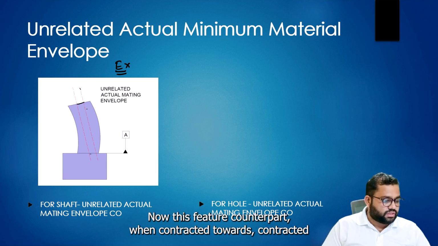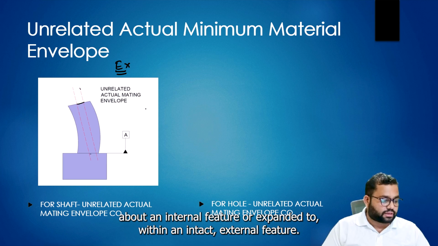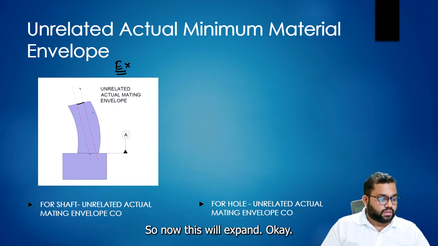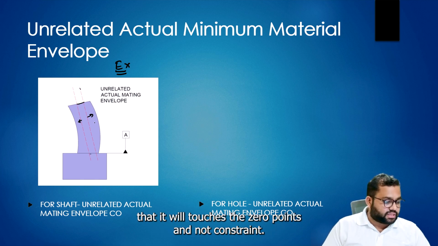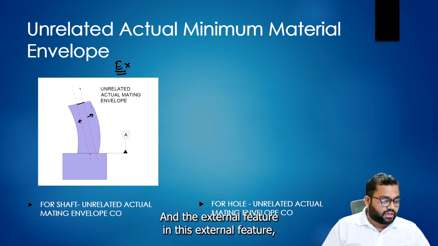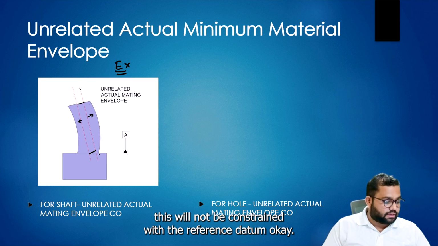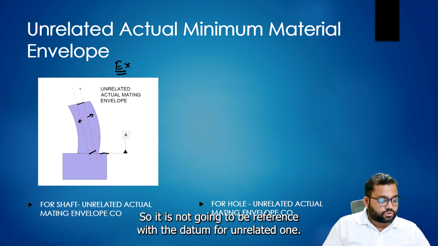Now this feature counterpart, when contracted about an internal feature or expanded within an external feature, will expand in such a way that it touches the high points and is not constrained. In this external feature, it will not be constrained with the reference datum. So it is not going to take a reference from the datum for the unrelated one.